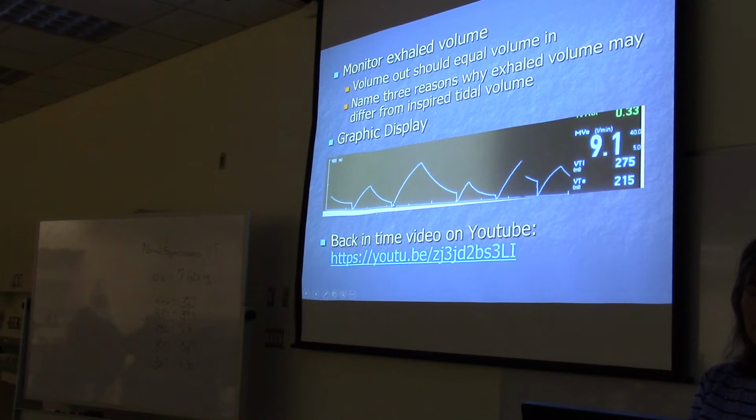And then, of course, the ventilator resets for the next breath and starts down at the bottom, puts the air in, but then it doesn't all come back out. So there's some volume missing. And then you can also see it from your digital display. You put in 275 mLs, and you only got back 215 mLs.